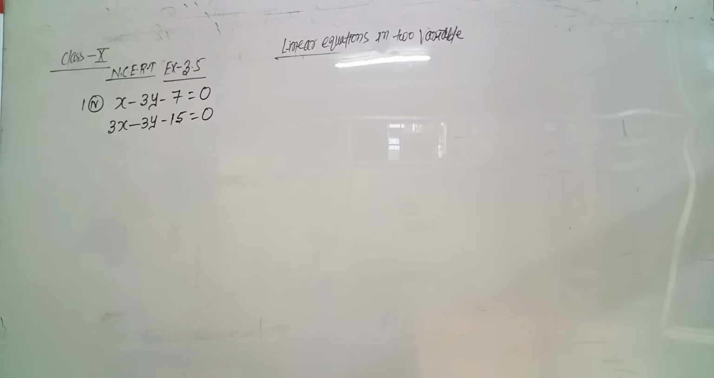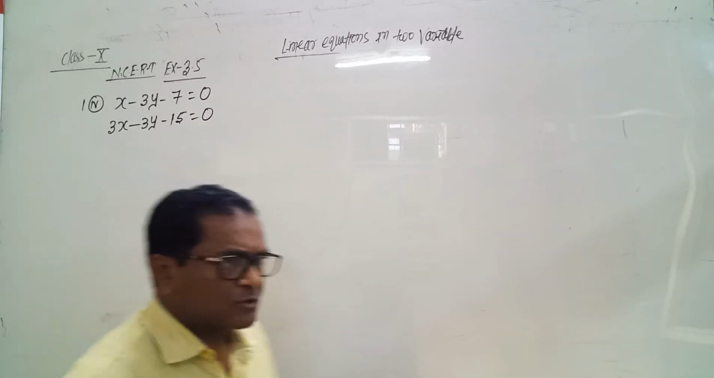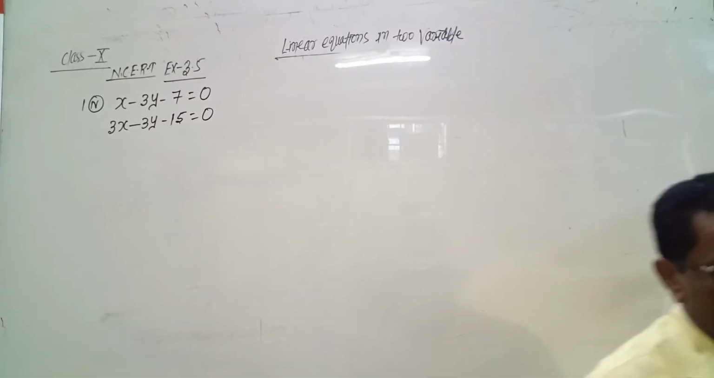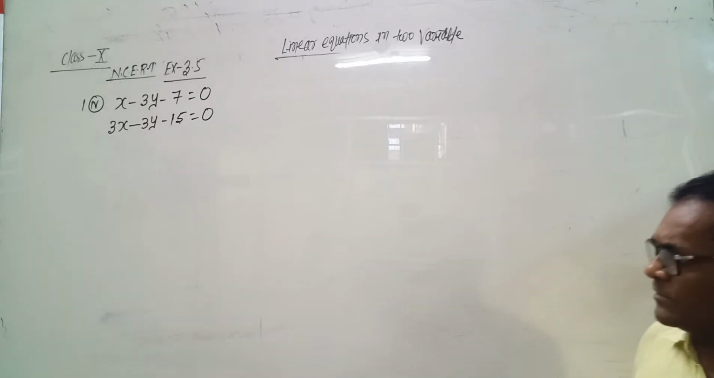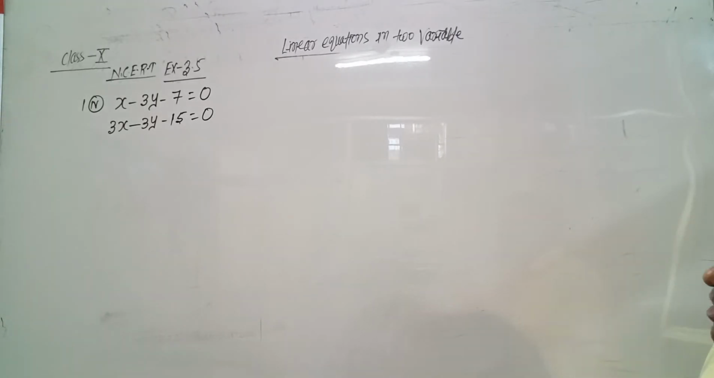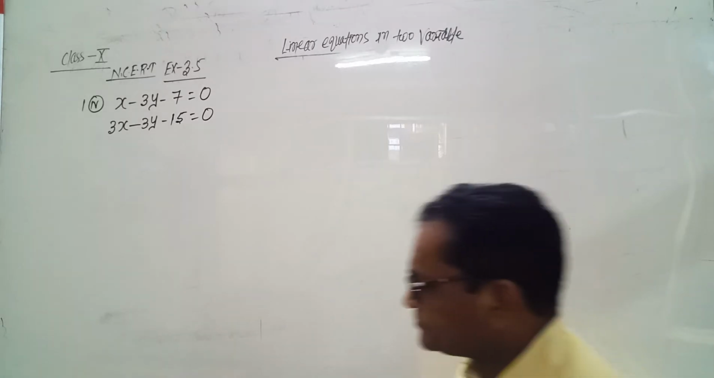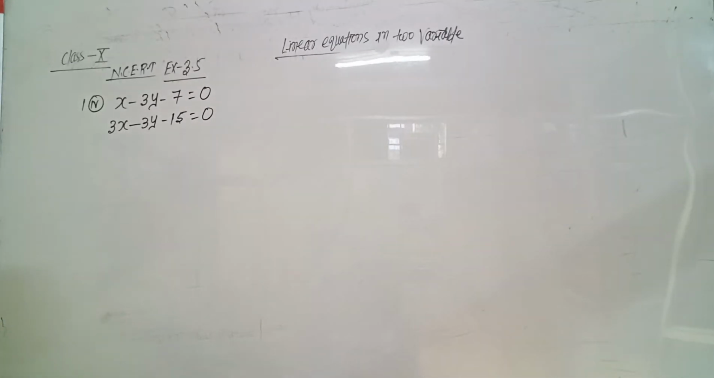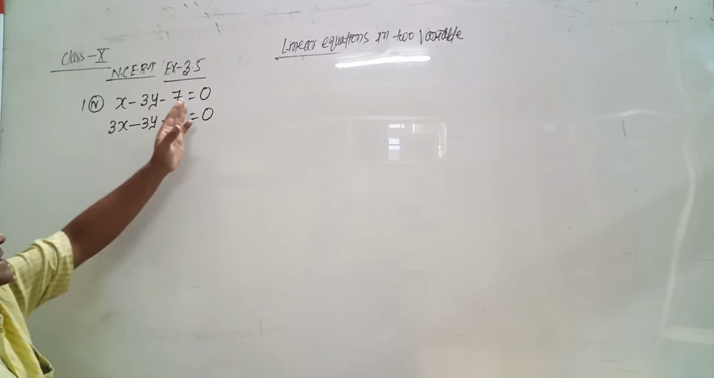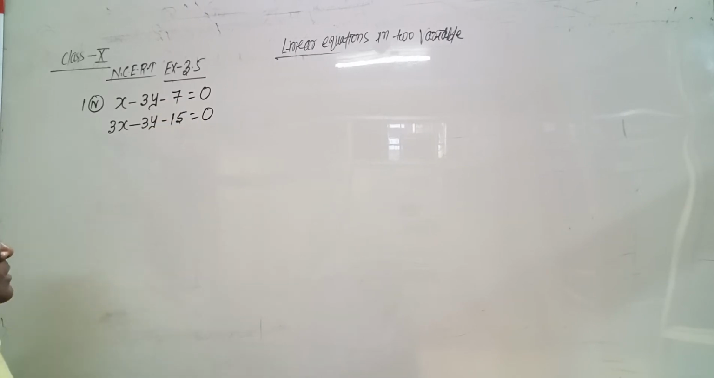And the question is mentioned. Firstly, we have to find whether it has a unique solution, many solutions, or no solution. If there is a unique solution, then we have to solve these linear equations by the cross multiplication method. So firstly, we have to write the constant term on the right side.